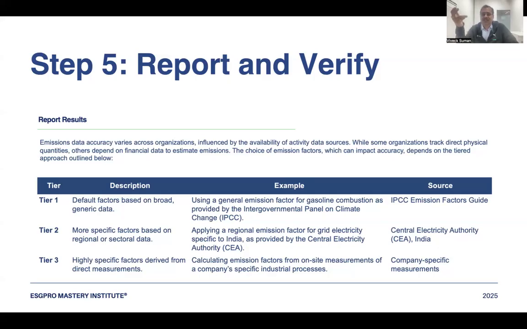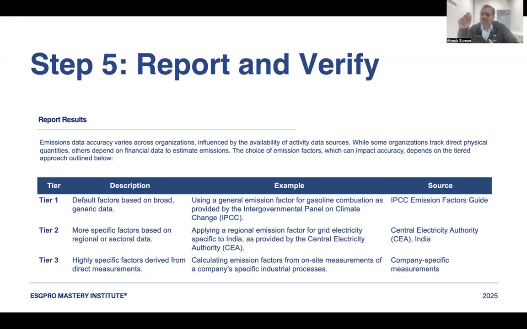How do you establish that? For example, specifically in the case of scope 1 and 2, they have said that the default factors are based on broad generic data. What do you mean by broad generic data? That is the data established by international bodies like IPCC. IPCC AR6, if you are referring to it, is tier 1 data. Tier 1 means it is far away from accuracy.